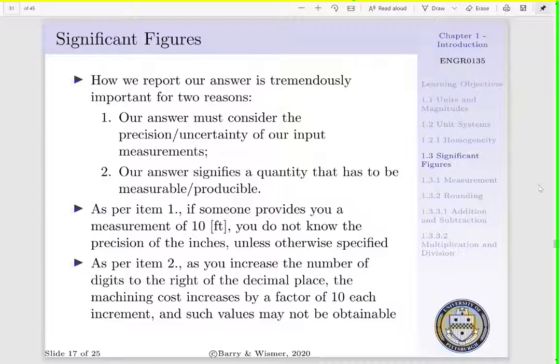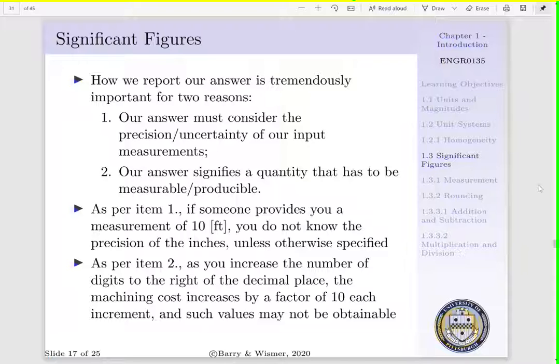That is, if you give a machinist a drawing that has 10 decimal places, they would not be able to produce that. As per item 1, if someone provides you a measurement of 10 feet, you don't know the precision of this. Is it 10 feet 1 inches? Is it 10 feet and a quarter inch? And thus we have to develop a rule to signify the significance of 10.